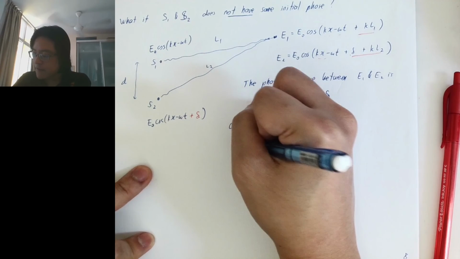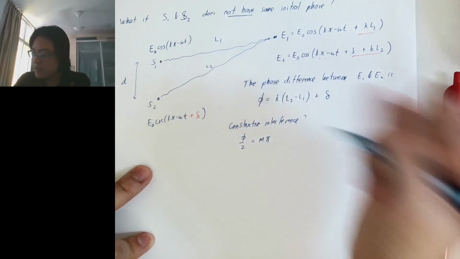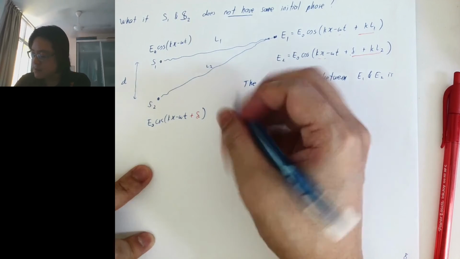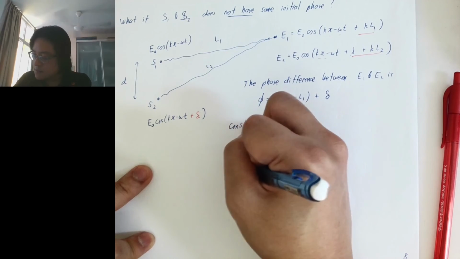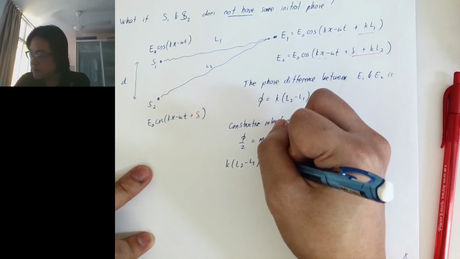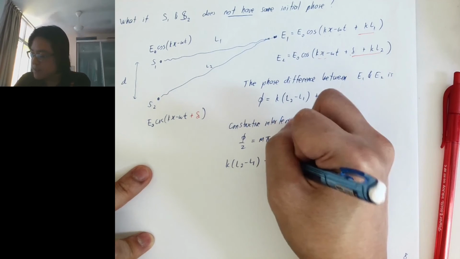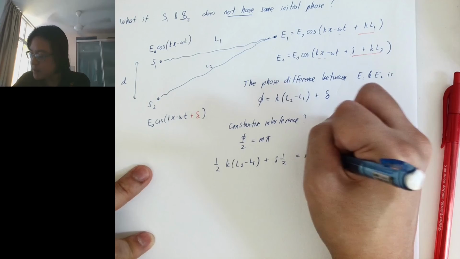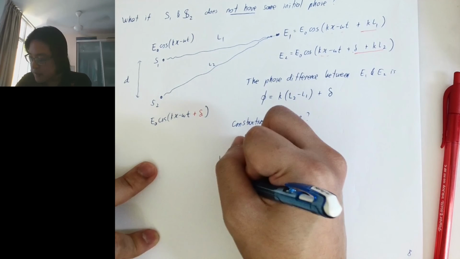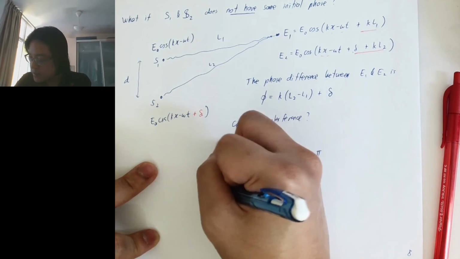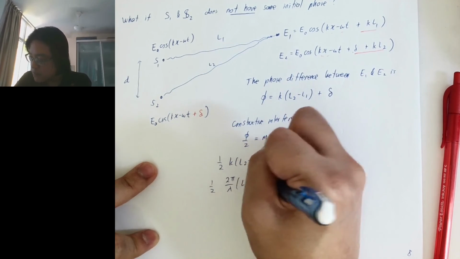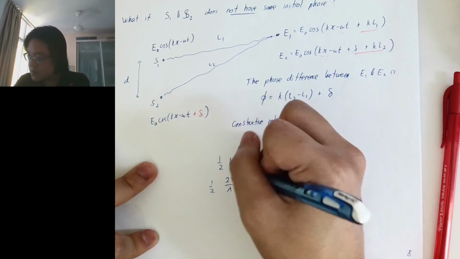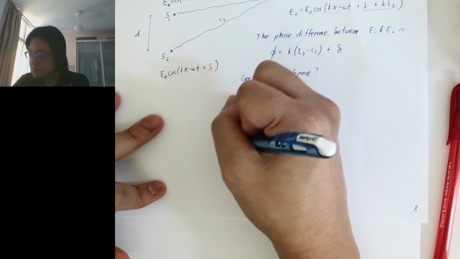I want phi over 2 to equal an integer times pi. So that means half of this plus delta over 2, half of each, must be m pi, and k is just the wave number, 2 pi over lambda. This is half of (L2 − L1), and this is delta over 2, equal to m pi. So this thing can cancel.